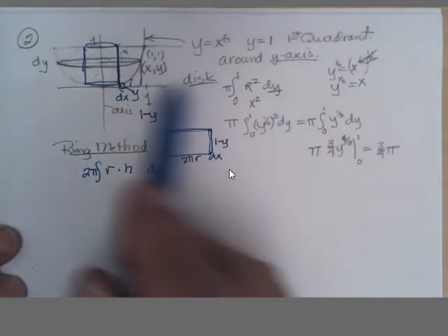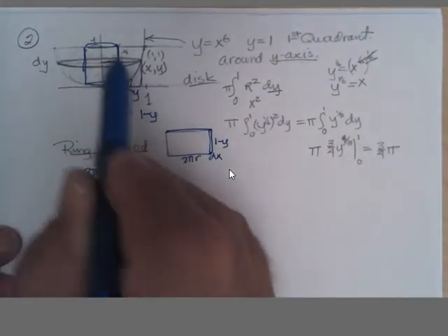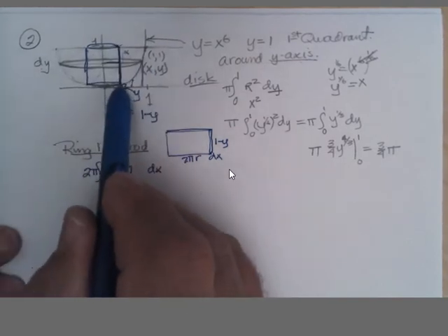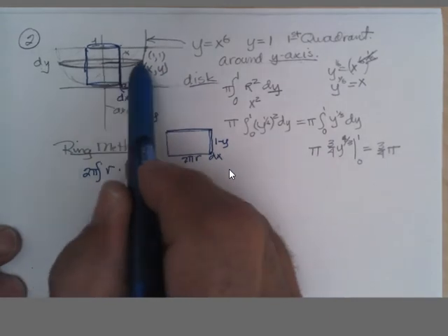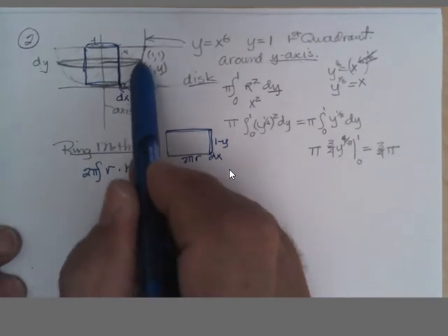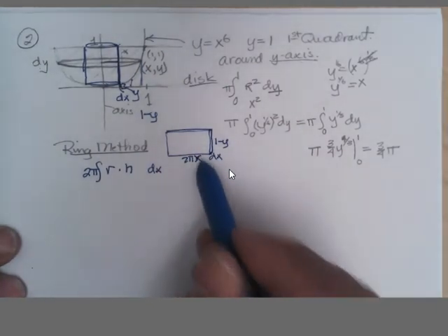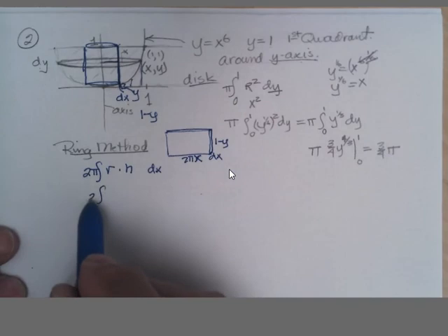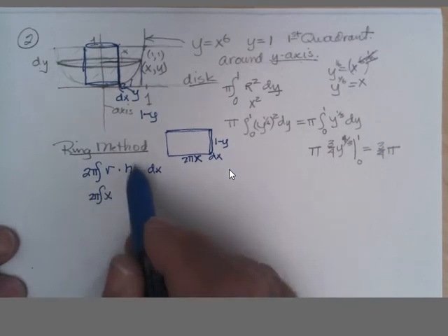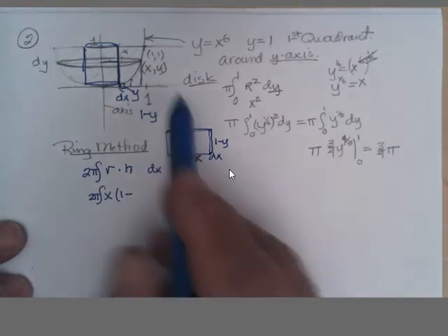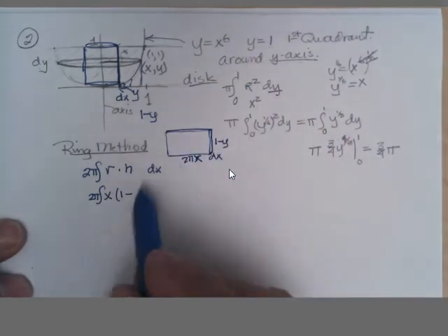But r is this length, or this length, or that length, which is the distance out to the point on the curve, and the distance out is x. Y is up, well, x is out. So this is just x. So it's 2 pi x. So we have the integral of 2 pi x times h, which is 1 minus y. But we have to have it in x, so y was x to the 6th, dx.